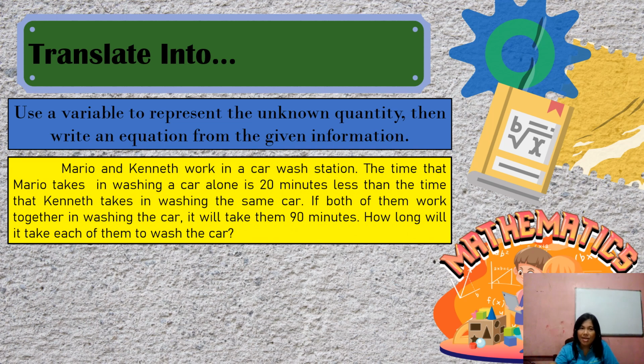Okay, eto ngayon. Mario and Kenneth work in a car wash station. The time that Mario takes in washing a car alone is 20 minutes less than the time that Kenneth takes in washing the same car. So, work problem tayo dito. If both of them work together in washing the car, it will take them 90 minutes. How long will it take each of them to wash the car? Hindi na siya simpleng length times width or 2L plus 2W. Hindi na siya perimeter or area. Okay? So, ngayon, ito yung work problem.